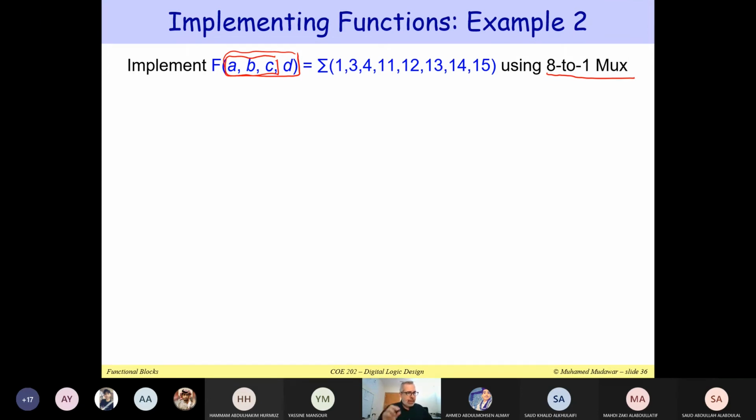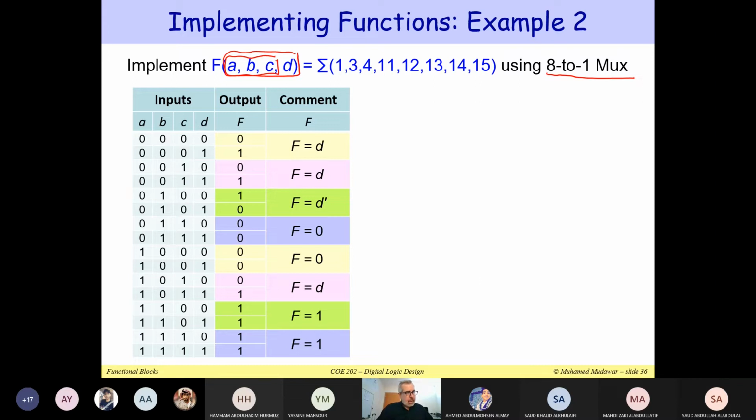So the first 3 variables, I'm going to use them for selection. And the last variable, D, I'm going to use it as data input. So let us draw the truth table. This is the truth table.